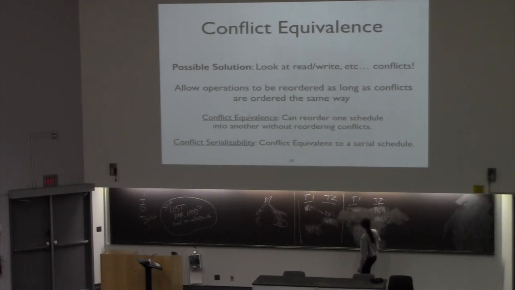read B. All right, well, I've got some conflicts here. I've got another conflict here. Is that conflict equivalent? No. Okay, maybe you try the other one. Let's do T1 first. Write of A, read of B, read of A, write of B. All right, well, got some more conflicts here. Is this conflict equivalent? No. Is it conflict serializable? No. I'm hand waving away the other two orders here, but yes, these two are not conflict serializable. So this is not a conflict serializable schedule.